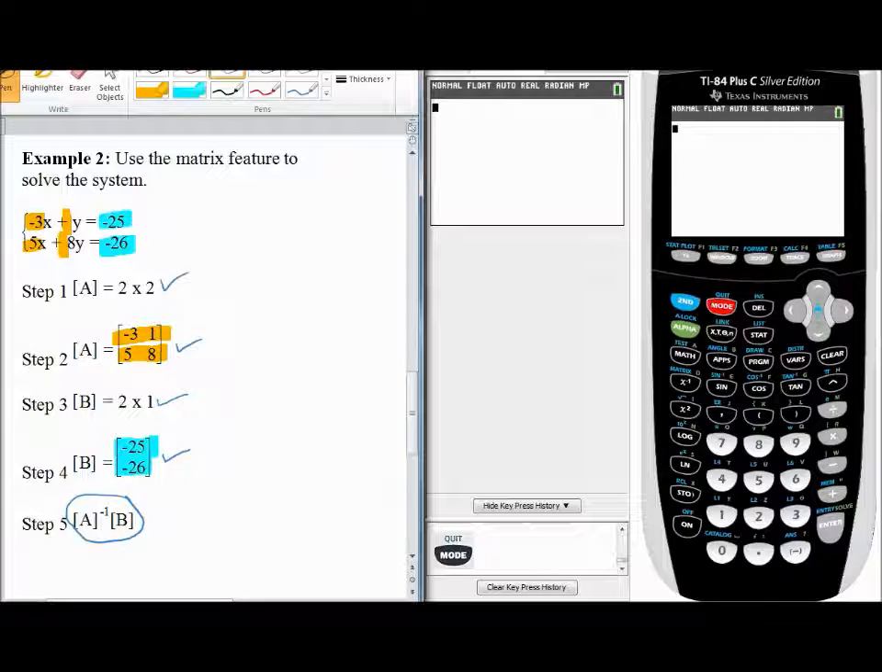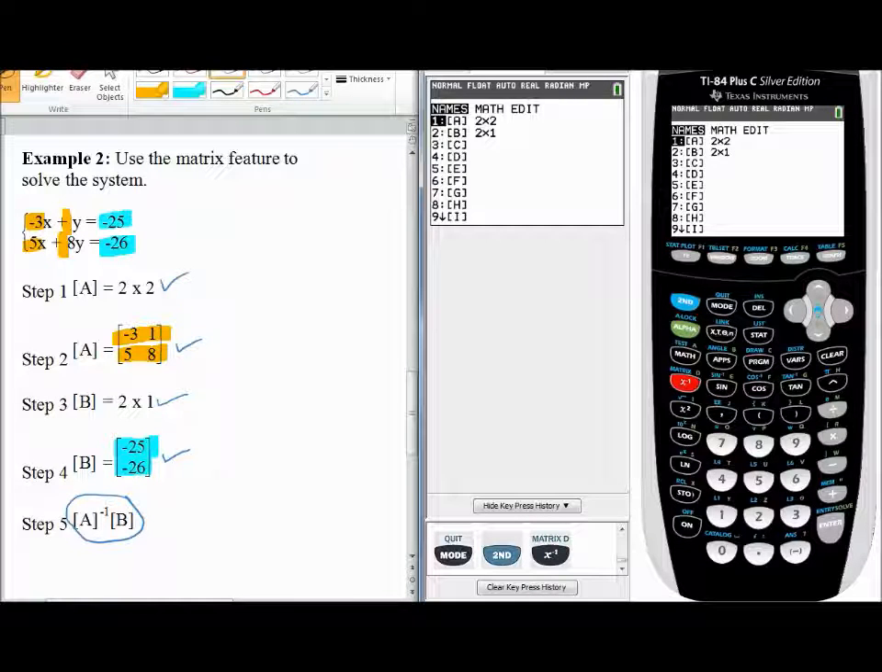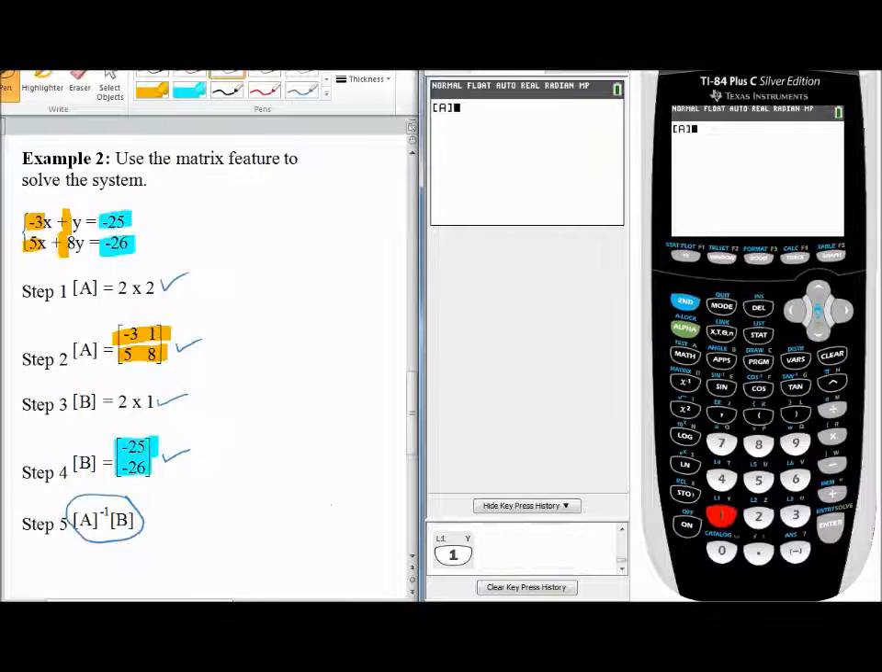The way I do that, I hit second, x to the negative 1. I want to put matrix A first, so I hit number 1, and it will give me matrix A. Then that little x to the negative 1 button we've been using, that little key, that's the inverse button. So I'll hit that because I want the inverse of matrix A. You have to have that. Very important. A lot of students will forget to put that in, and they'll come up with an answer, and it's real pretty, but it's real wrong. So make sure that you put that in.